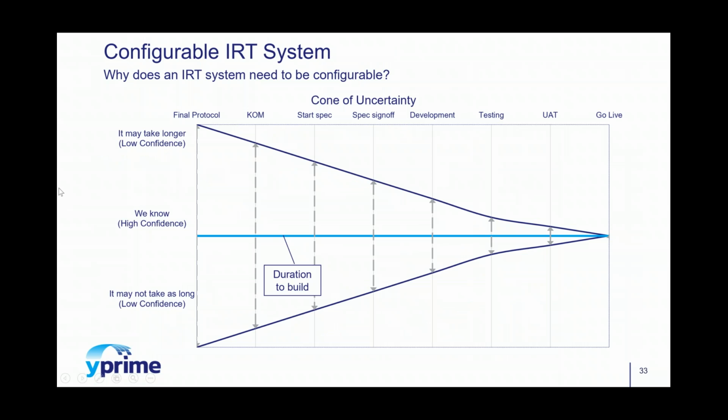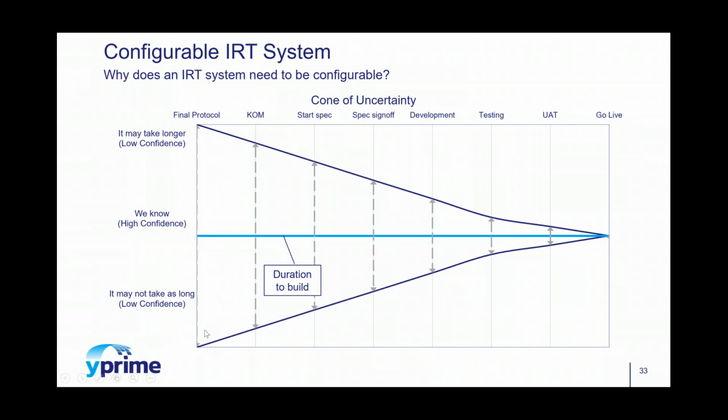Now, speaking of missing timelines and going over budget, let's talk for a moment about the cone of uncertainty. In this graph, you can see that we're starting our cone of uncertainty in our timeline at final protocol, followed by kickoff meetings, specifications, and so on, leading all the way up until our system goes live. Now, to the left here at final protocol, it may take longer or it may not take as long. Really, we don't have a whole lot of confidence that we will be able to achieve this go live within this time point when we're very early on in the project.